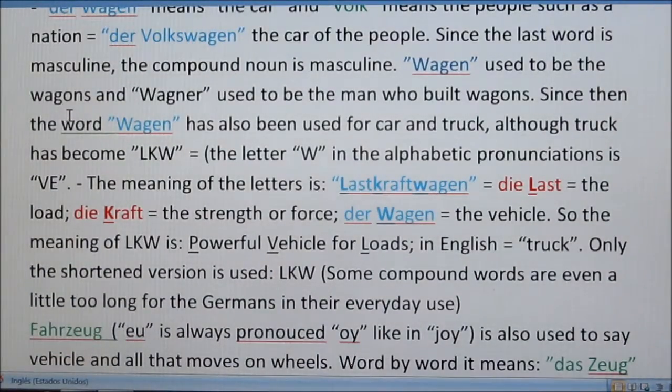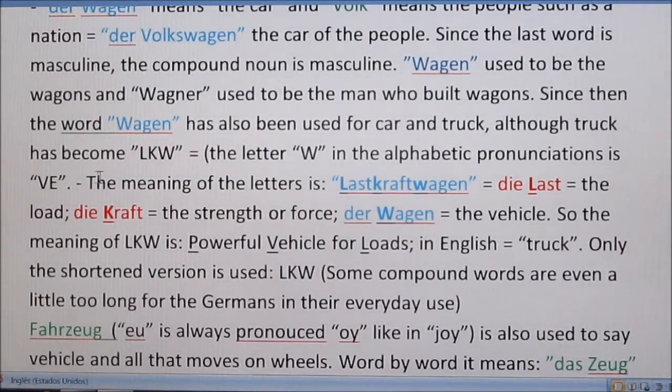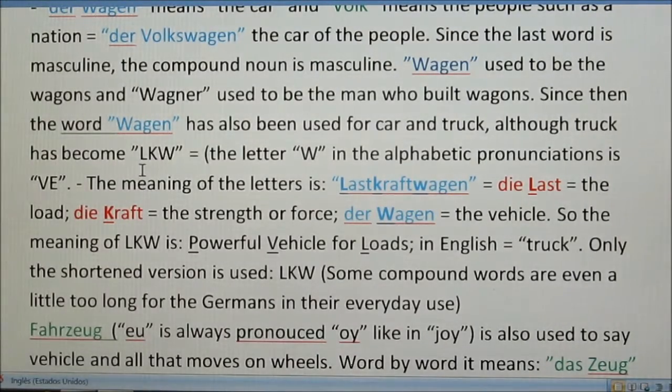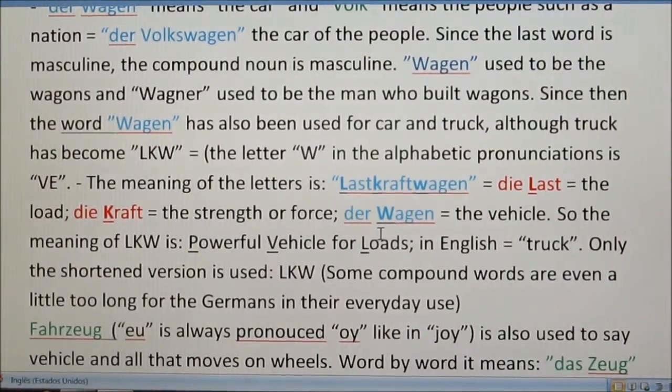Wagen used to be the wagons, and Wagner used to be the man who built wagons. Since then, the word Wagen has also been used for car and truck, although truck has become LKW. The letter W in the alphabetic pronunciation is V. The meaning of the letters is Last, Kraft, Wagen. Die Last, the load. Die Kraft, the strength or force. Der Wagen, the vehicle. So the meaning of LKW is powerful vehicle for loads.